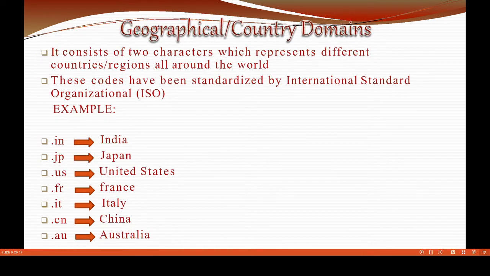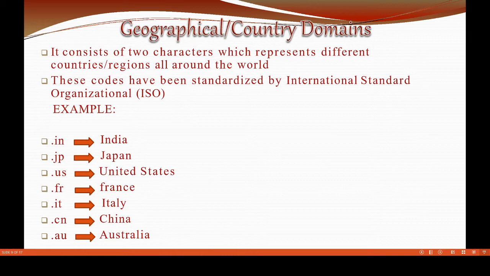Next, geographical and country domains. At the second level, they consist of two characters which represent different countries and regions all around the world. Only two characters. These codes have been standardized by the International Standards Organization, ISO.